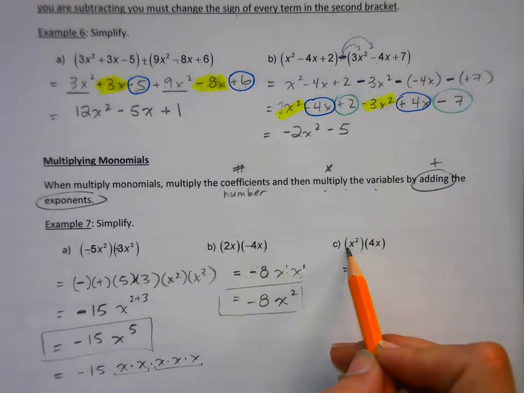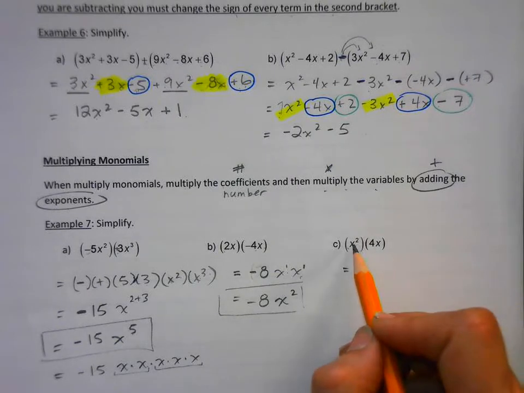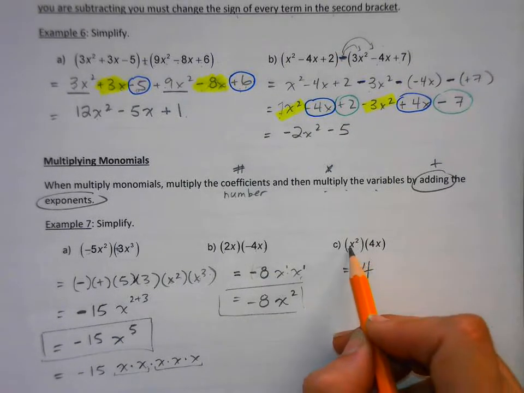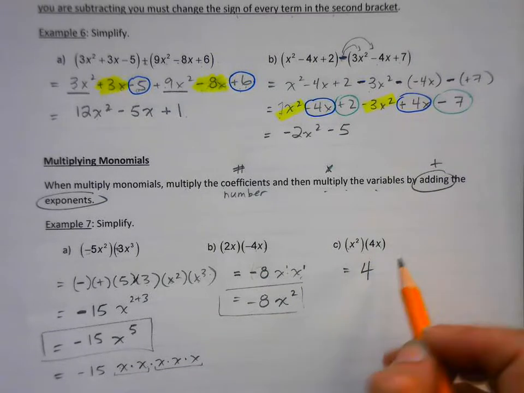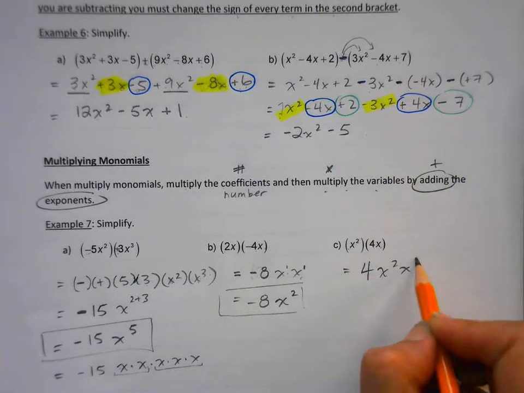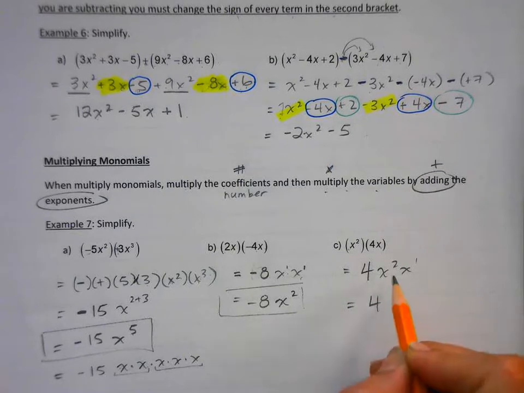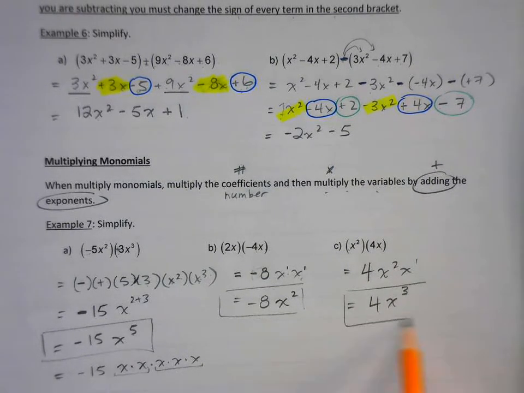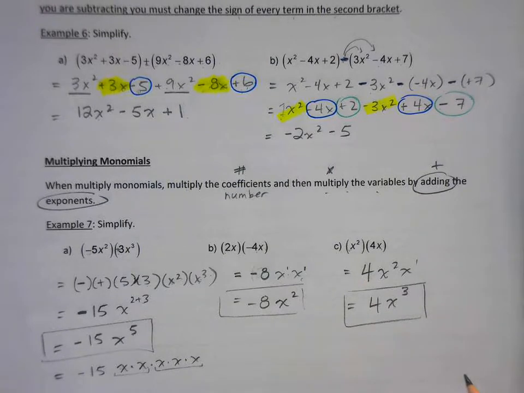And now our last one. There's no number in front. That doesn't mean it's 0. It means it's a 1 because I've written it once. So the number there is 1 times 4. It's just going to be 4. And then I have x squared times x. Well, x squared times x looks like that. So really, there are 3 x's there, and you're left with 4x to the power 3, or 4x cubed.